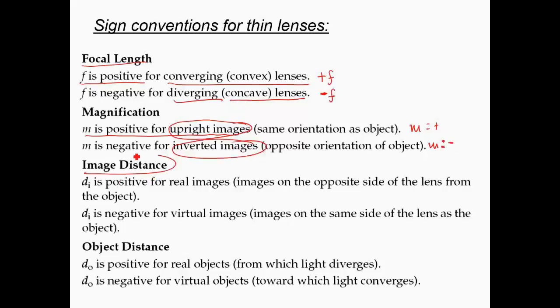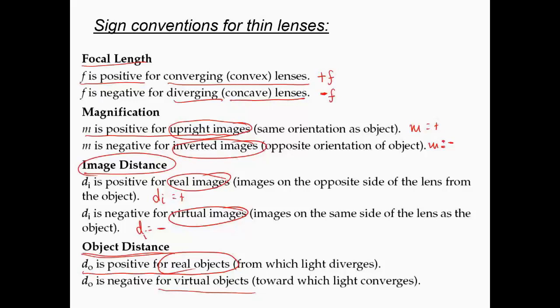Image distance will be positive for a real image, and image distance will be negative for a virtual image. That's it. And object distance is positive for all. In almost all cases, we'll consider the object as a real object with positive distance. In very few cases you will have to consider the object as virtual, but we're not going to do that.